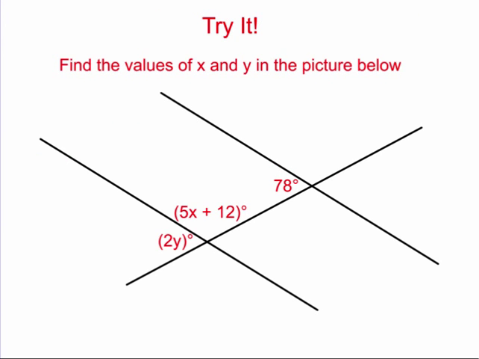So here is tonight's try it problem. It says, using what we know about parallel lines and transversals, you need to find the values of x and y in the picture below. And I forgot to put this in the problem, but you can assume that these two lines are parallel.